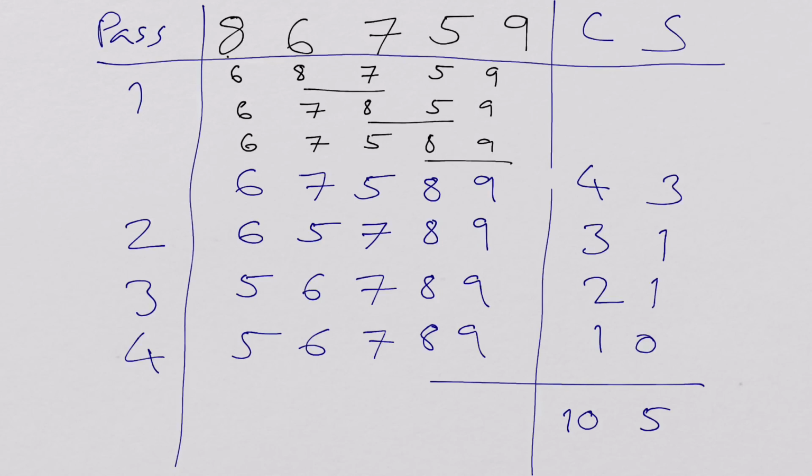Okay, here's the answer to that last question. In blue is the pass resulting. I've shown the working out for the first one. Got my comparisons and swaps giving me a total of 10 and 5.